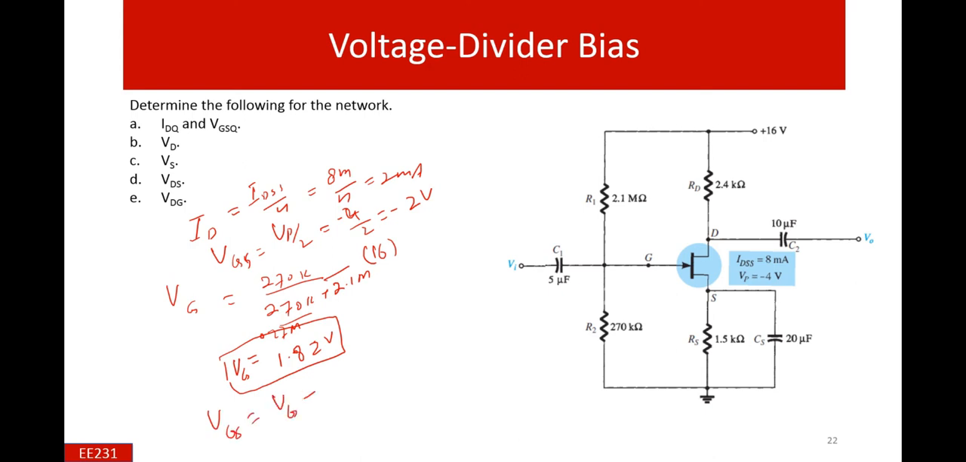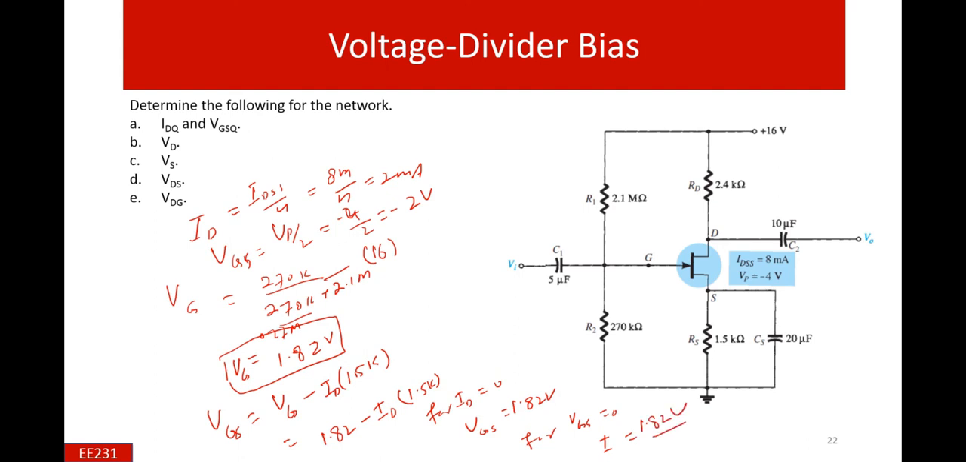And similarly VGS is equal to VG minus the voltage drop across the RS resistance, which is ID times 1.5 kilo. So VGS is 1.82 minus ID times 1.5 kilo. For different values of the drain current, for example, for ID equal to 0, in this case VGS is 1.82 volt. For VGS equal to 0, in this case drain current is 1.82 volt over 1.5 kilo, that is equal to 1.2 milliampere.